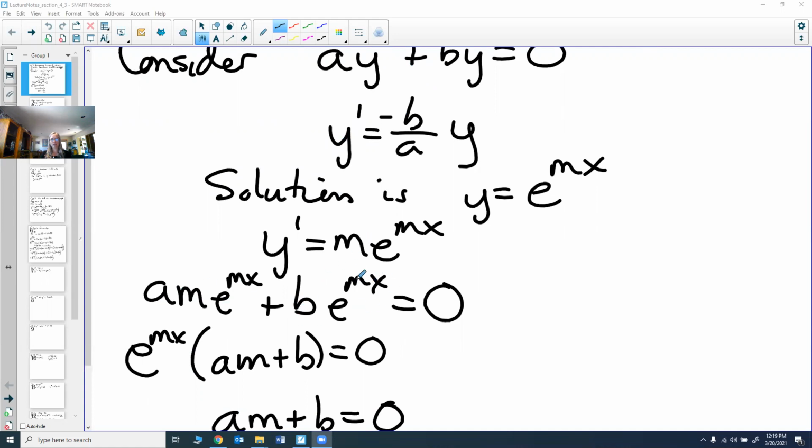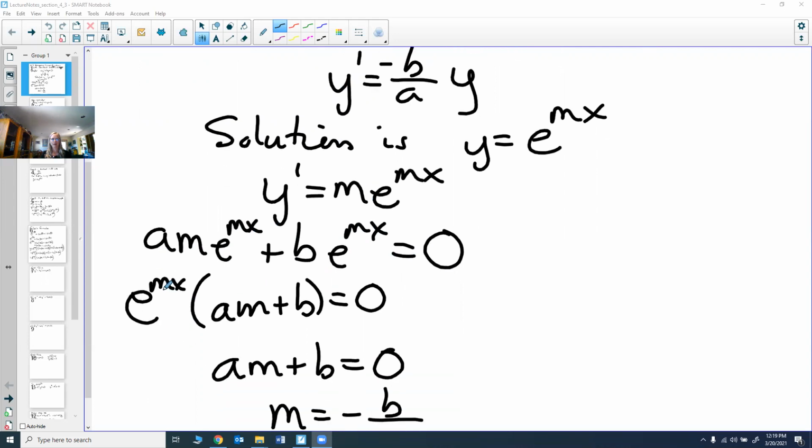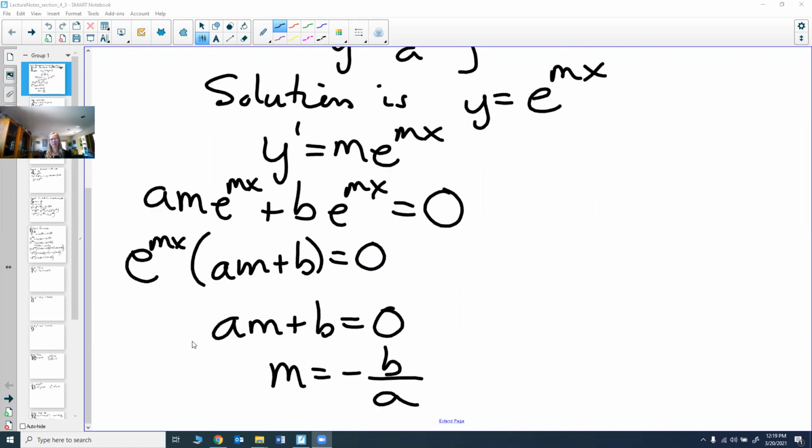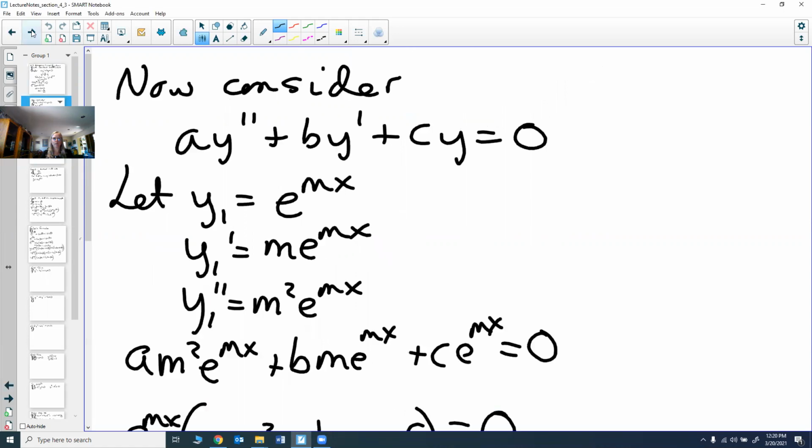I notice that each term has an e to the mx in it, so I can pull that out. So I get e to the mx times (am plus b) equals 0. So am plus b equals 0, because e to the mx can never equal 0. It tells me my m is equal to minus b over a. So all I did was solve this nice little linear equation, basically.